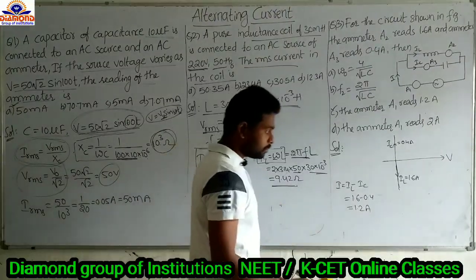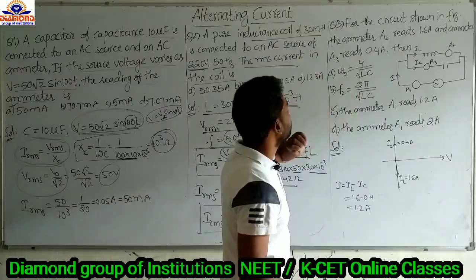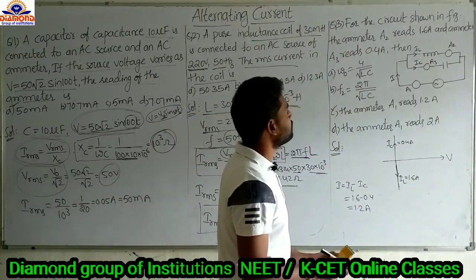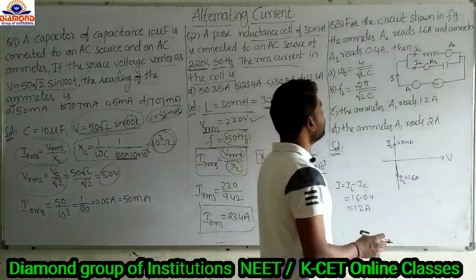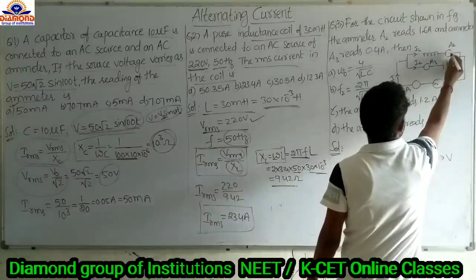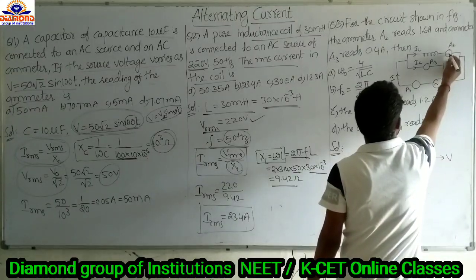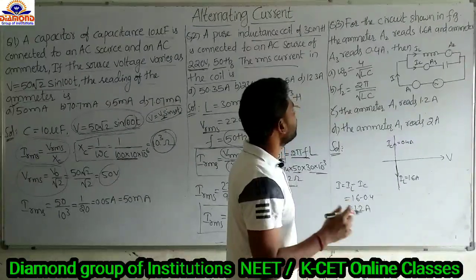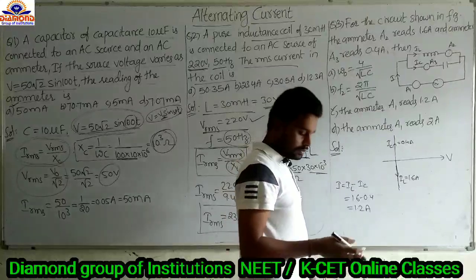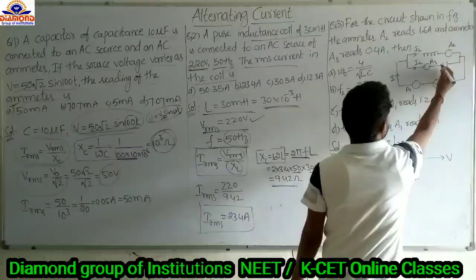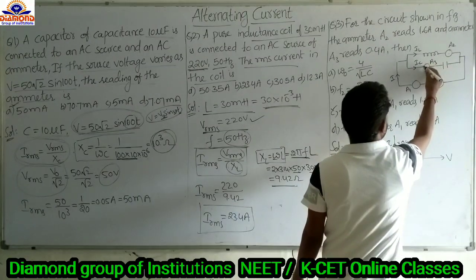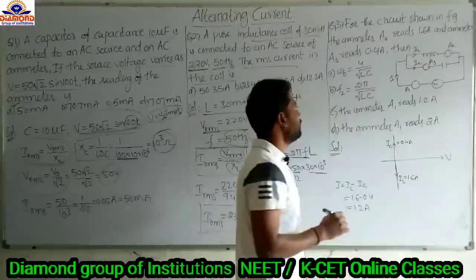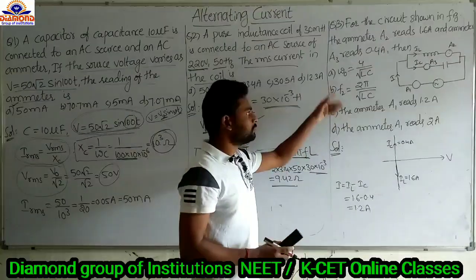Next, see the third question. For the circuit shown in the figure, the ammeter A2 reads 1.6 amperes. This ammeter is connected in series to the inductor. And ammeter A3 reads 0.4 amperes. A3 is connected in series to the capacitor, and it is reading a current of 0.4 amperes. Then they have given the options.